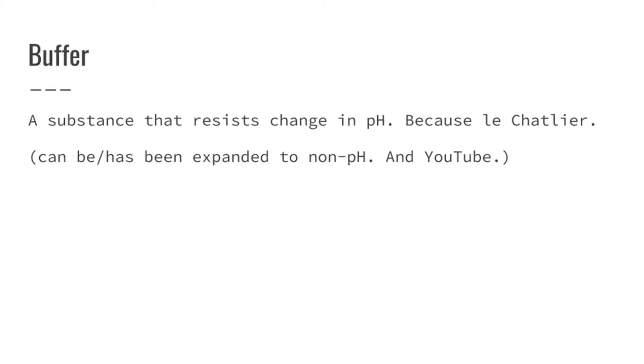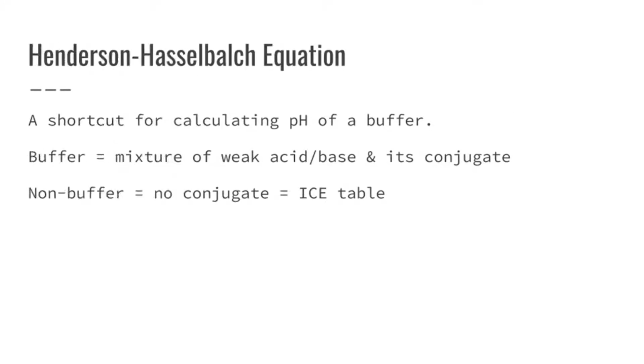It's possible to talk about buffers outside of the context of pH, but we often are talking about pH when we're talking about buffers. But let's go ahead and move on to math problems, because those are a big deal. They show up all the time. Let's look at the Henderson-Hasselbalch equation. The Henderson-Hasselbalch is a handy shortcut for working out the pH of a buffer.